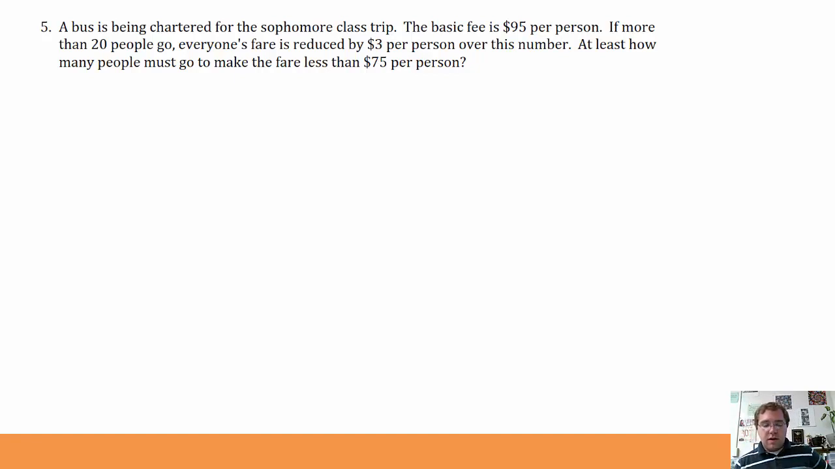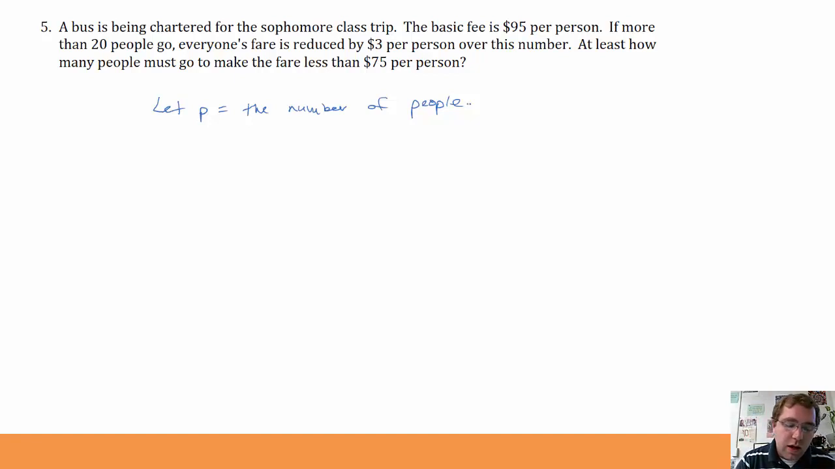First step in solving a word problem is to define our variable. We want to know at least how many people must go, so let P equal the number of people. Okay? Let's organize our information. We'll do so in the form of an inequality. It costs $95 per person, but if more than 20 people go, you reduce the fare by $3 per person for every person over 20.